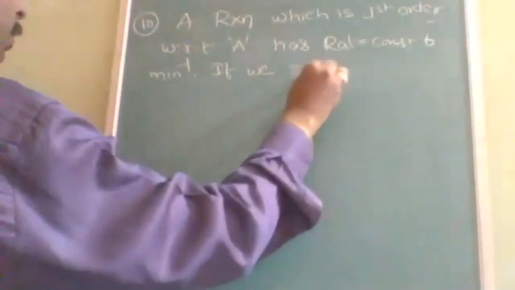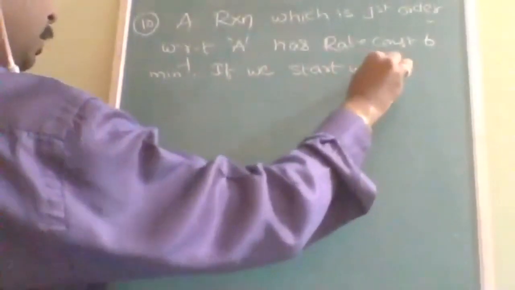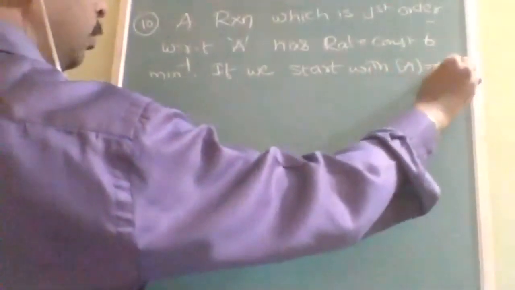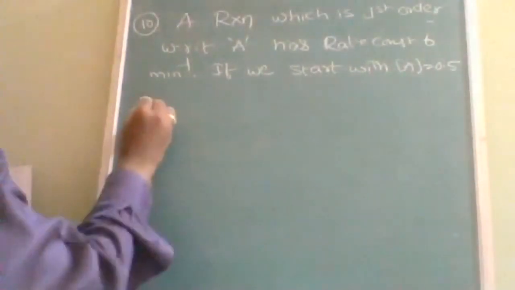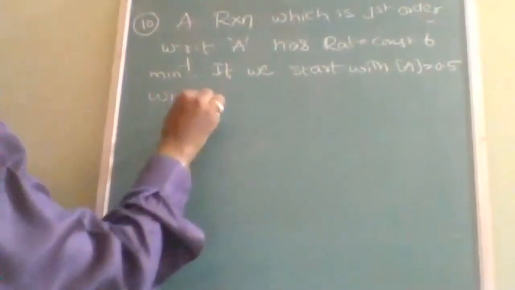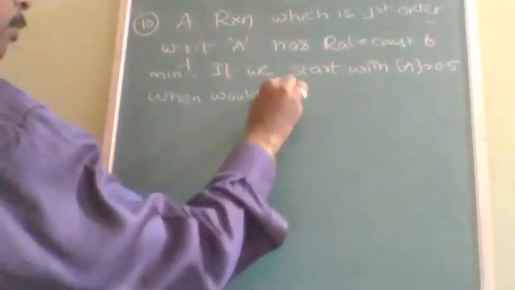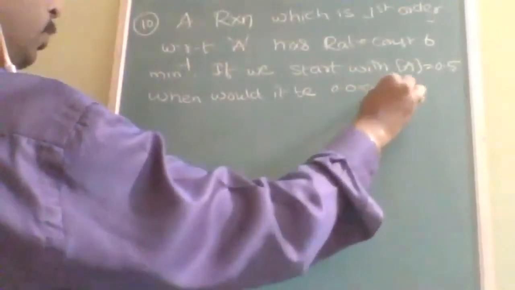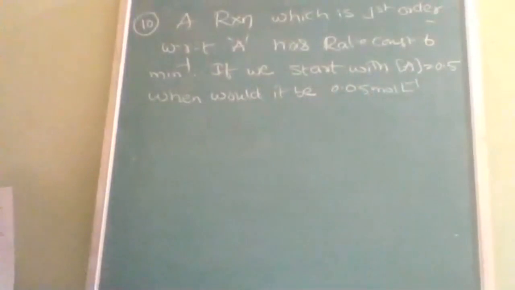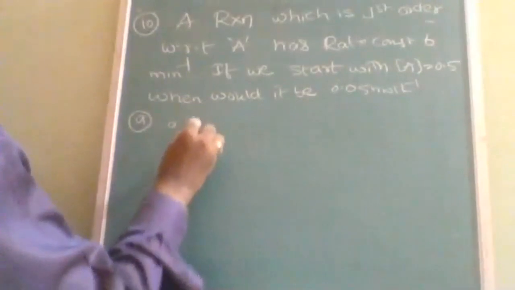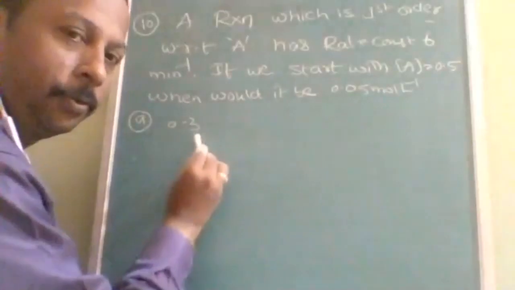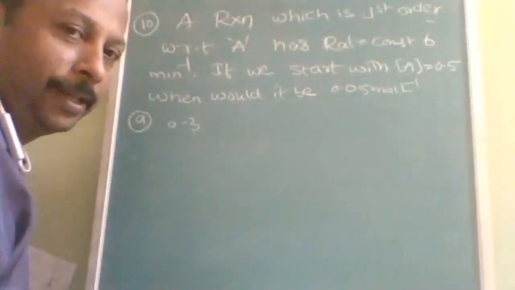If we start with the concentration of A equal to 0.5, when would it be 0.05 mole per liter? The time is what we want. I am giving options, but the question is over. Now you can start solving. The options are only additional information.